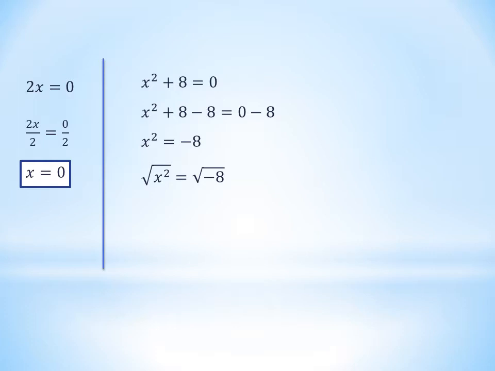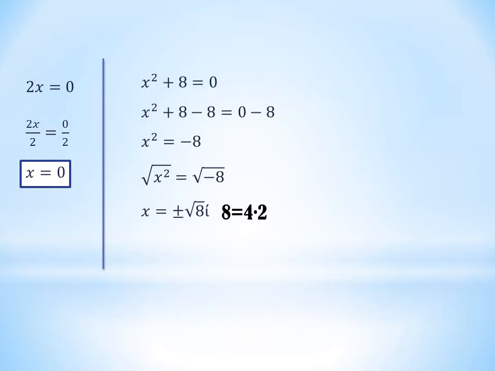Therefore, square root of x squared is equal to square root of negative 8. Take note that negative 8 is an imaginary number. Therefore, it has no real roots. So, we now have x is equal to positive negative square root of 8i.